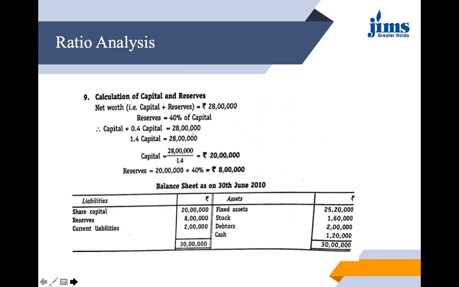Now let us see the last part. We know that net worth, which we have calculated as 28 lakhs, equals capital plus reserves, and it is given in the question that reserves are equal to 40% of capital. So we can form the equation: capital plus, in place of reserves, 0.4 capital, and calculate the value of capital and reserves from there. Lastly, we can put all the values in the balance sheet and total it out. You will be able to match the balance sheet.